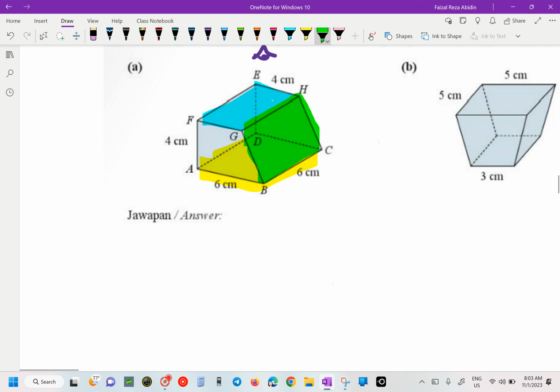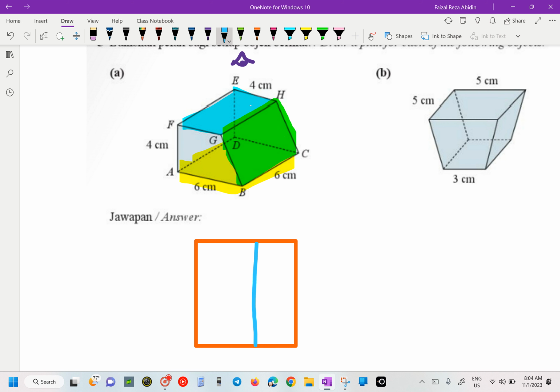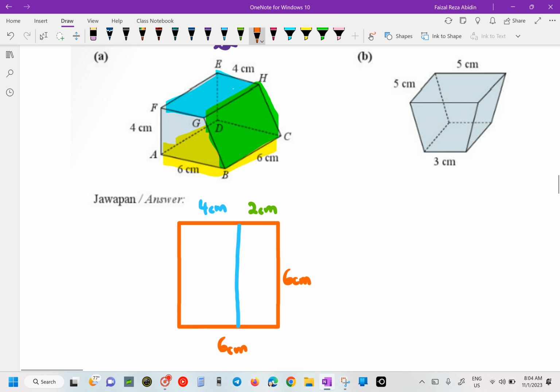By using your ruler, I just sketch over here. I'm going to get my 6 times 6 over here. Then I'm going to have the blue one, up here, which means this is going to be 4 centimeters. The remaining here, I'm going to get 2 centimeters. Total here, I'm going to get 6 centimeters times 6 centimeters. Okay, next. B.